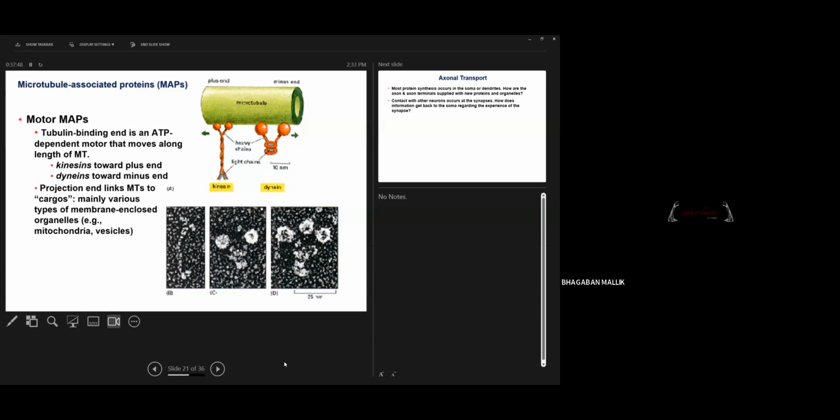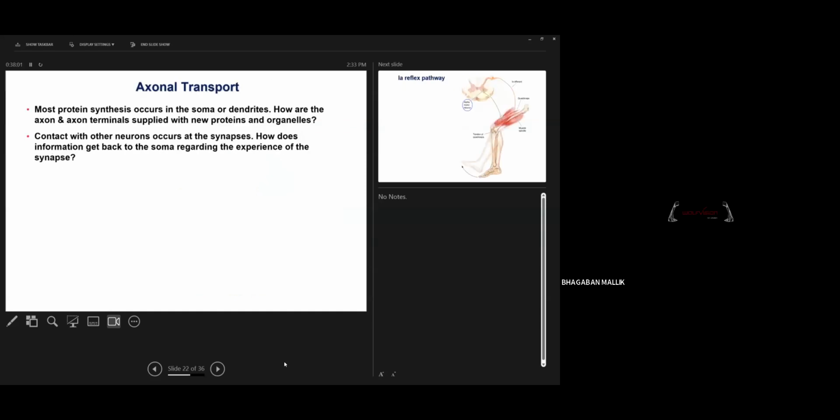It takes cargo from cell body to axon terminal. That is called anterograde transport. And dynein takes cargos from axon terminal to cell body. That is called retrograde transport. Okay, so kinesin and dynein.